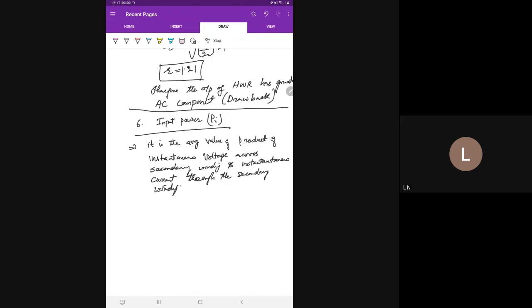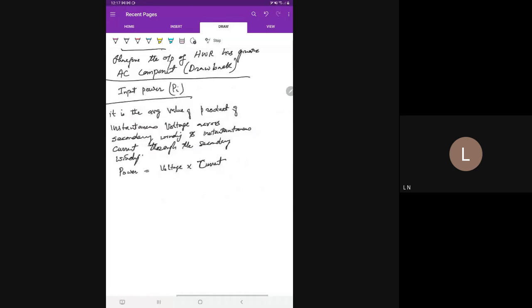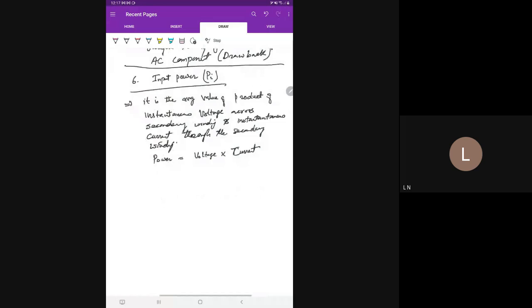Now see, power is always equal to voltage into current, the product of voltage into current. As far as a rectifier or a power supply is concerned, you have something like this. You have a step-down transformer generally. So this is a step-down transformer. Somewhere we have an AC power supply of 220 volt AC.